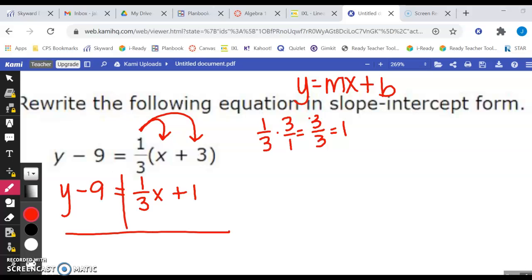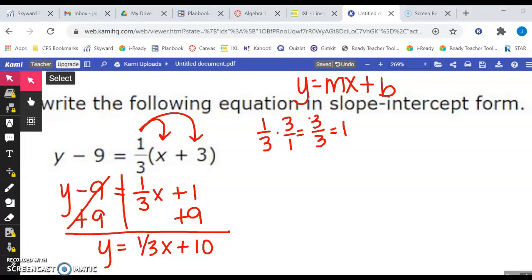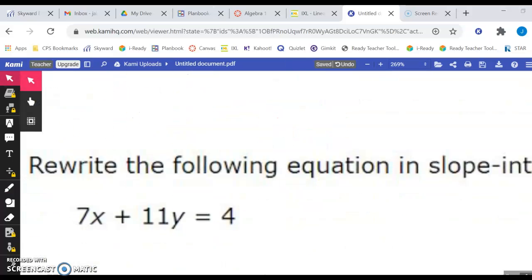Then, in order to solve for y, we have to get rid of that minus 9. So we're going to add 9 to both sides. So we have y equals 1/3 x, and then 1 plus 9 would be a positive 10. So then that is in mx plus b form, and that would be your final answer for that question.